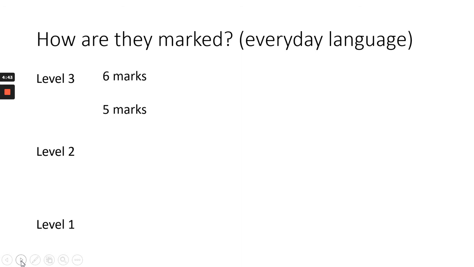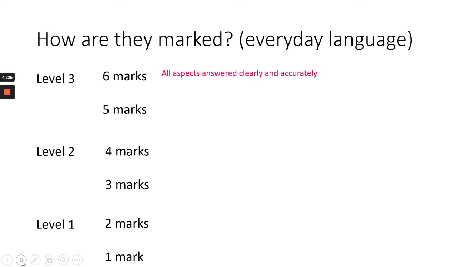Each of the 2 parts of the 6 marks, so the top 2 marks, the middle 2 marks and the bottom 2 marks, are assigned to what we call a level, and there's specific criteria that examiners look for in order to award each level. So for the very top marks, all aspects of the question are answered clearly and accurately with a nice logical flow to what you've written.